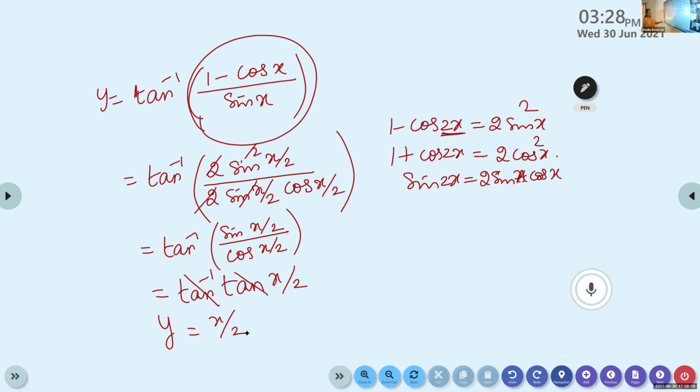Look at here, a complex function. It is a big function, isn't it, in terms of sine and cos. After simplifying, it becomes x by 2. So what is the derivative? Therefore, it is dy by dx. What is the derivative, Nandana? Y is x by 2. Therefore, it is dy by dx.